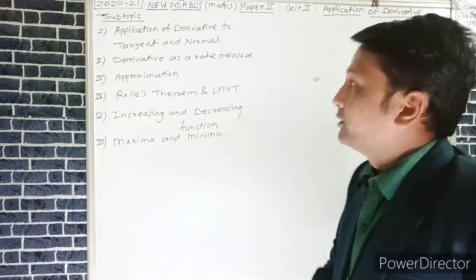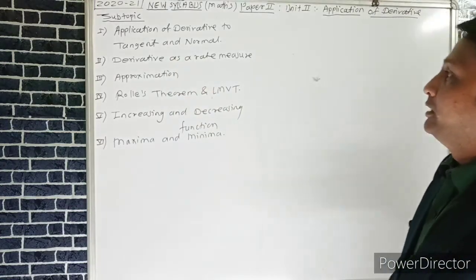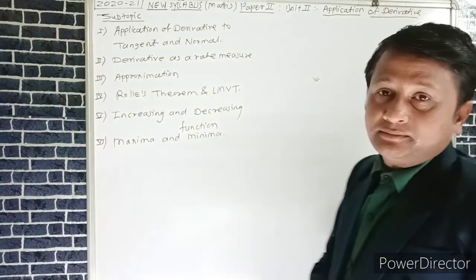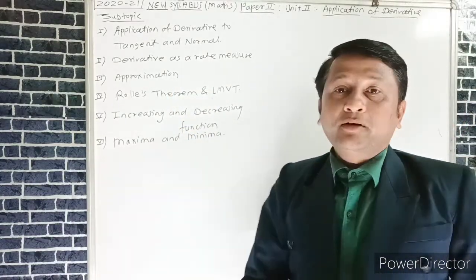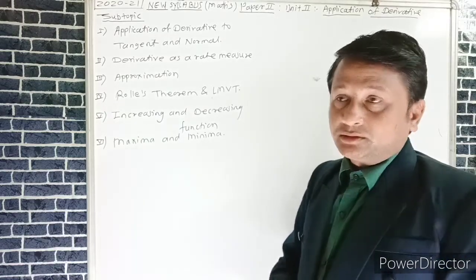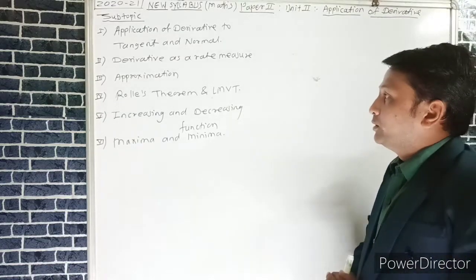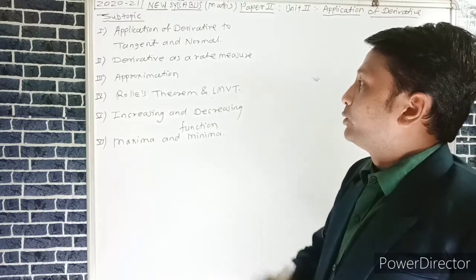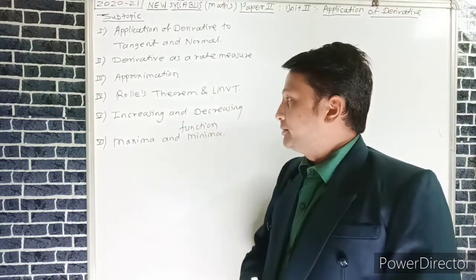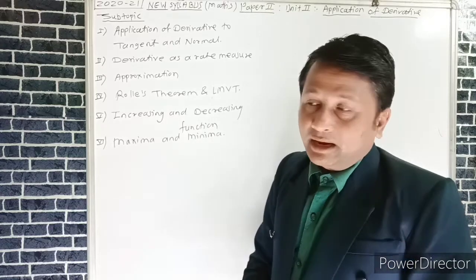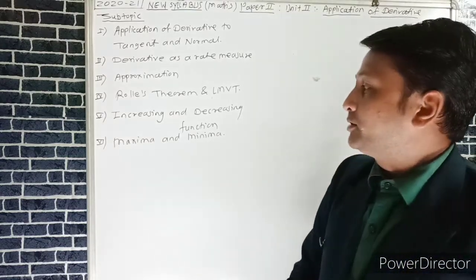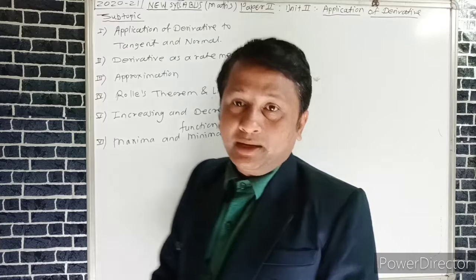Second part, we learn derivative as a rate measure. Third, finding the approximate value, meaning approximations. Fourth, we learn Rolle's theorem and LMVT. After that, increasing and decreasing functions. And the last part of this application of derivative is maxima and minima.